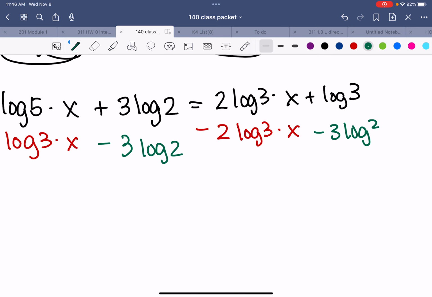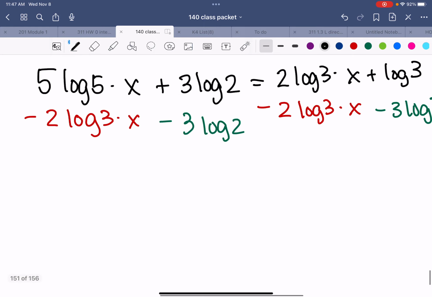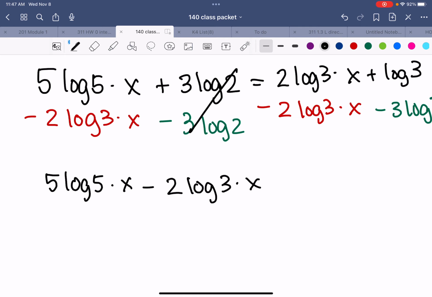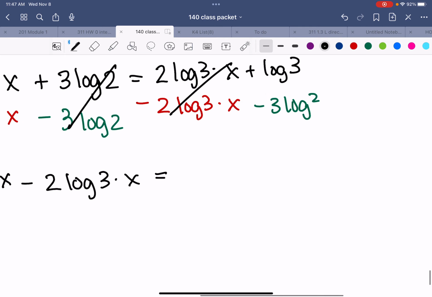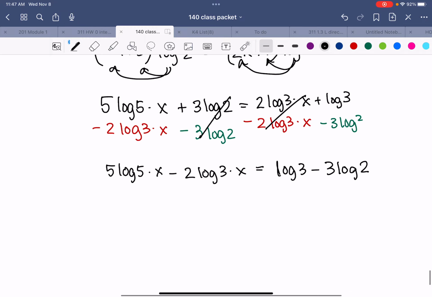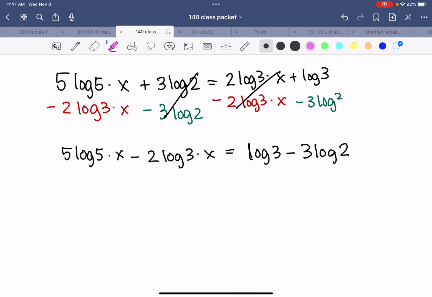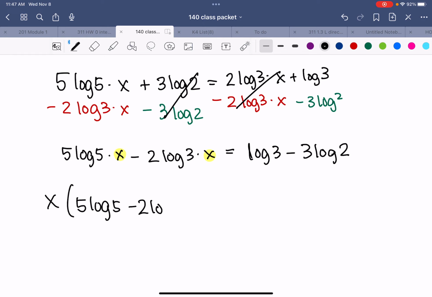By the way, if you wanted to, you could always move these numbers that are out in front up as powers, but for me, it doesn't really matter. All right, these two cancel and we get 5 log 2 times x minus 2 log 3 times x. And on the right, these two cancel and we have log of 3 minus 3 log 2. From here, on the left-hand side, I've got 2 x's. I'm going to go ahead and factor that out. And log 3 minus 3 log 2 on the right.